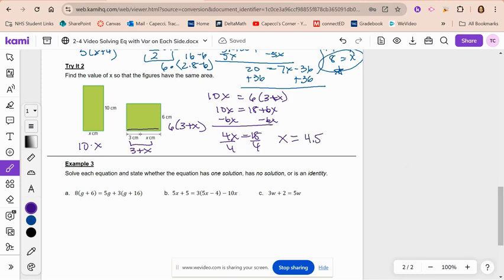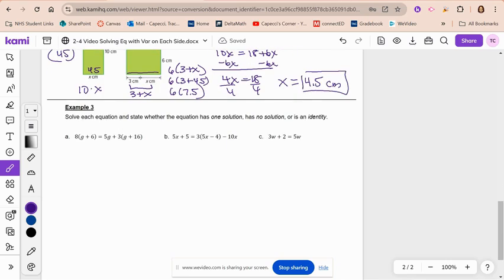Again, we could substitute that in, so that would make this side here 4.5. 10 times 4.5 gives me 45. I'll do the same thing over here. 6 times 3 plus 4.5 gives me 6 times 7.5. You multiply them together and you also get 45. So the answer here is 4.5 centimeters.